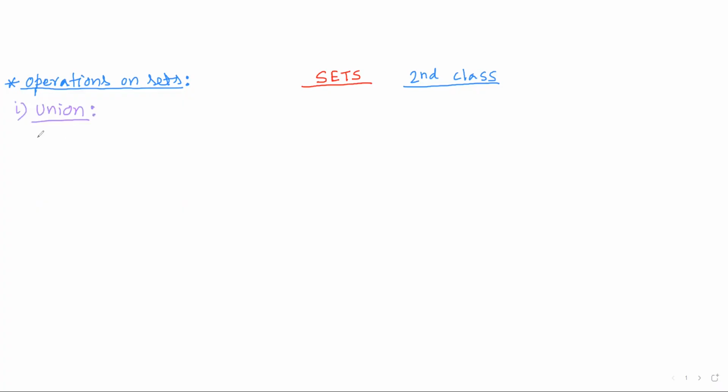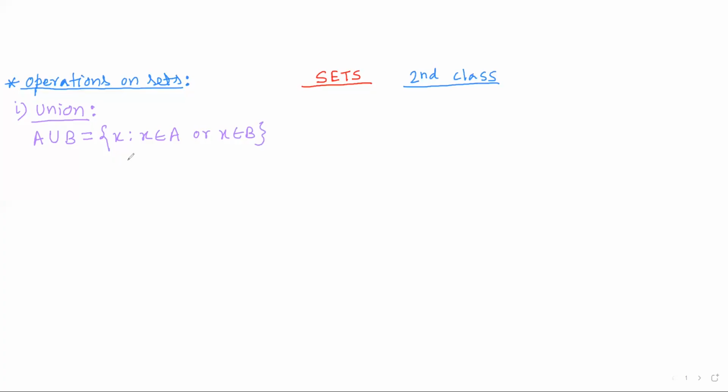If we take two sets, suppose A is the first set and B is the other set, then the union between A and B is denoted by this sign. This is the sign of union, and A union B is equal to, the formula is, X such that X belongs to A or X belongs to B. This is the definition of union between two sets.